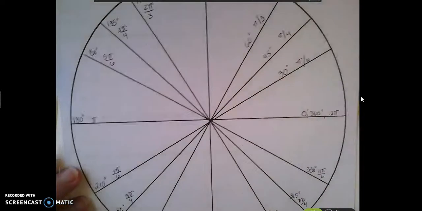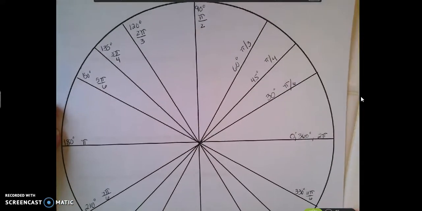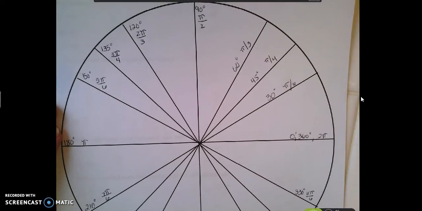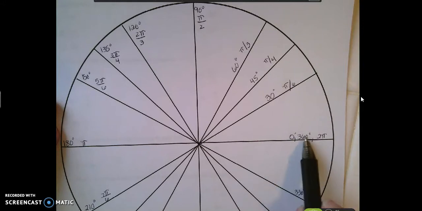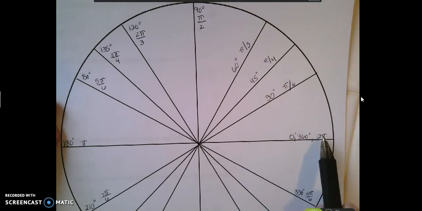Okay, so the last thing in your notes is what we call the unit circle. So what we have here is we've basically written all the degrees and the radian measures for every angle on the circle. So 0 and 360 is our starting value. That can also be called 2 pi.